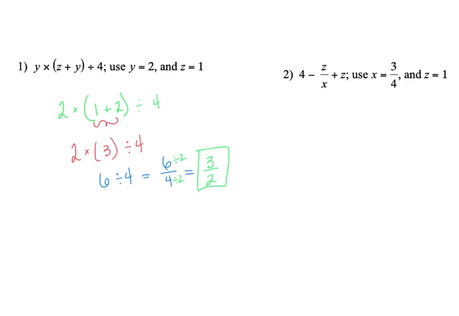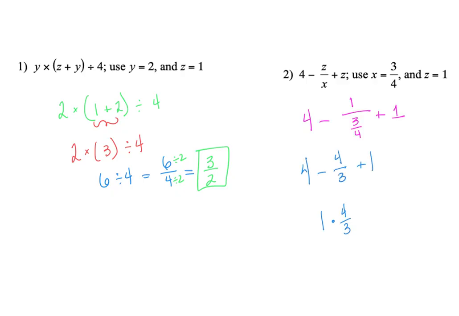The same is true even when you have fractions. So in this case, we have 4 minus z over x plus z. Z is 1. So we're going to rewrite this using those variables. 4 minus 1 over 3 fourths plus 1. Remember, this is just keep, change, flip when we have this division here. Keep the 1, change it to multiplication, flip it. So 1 over any fraction is just the reciprocal.